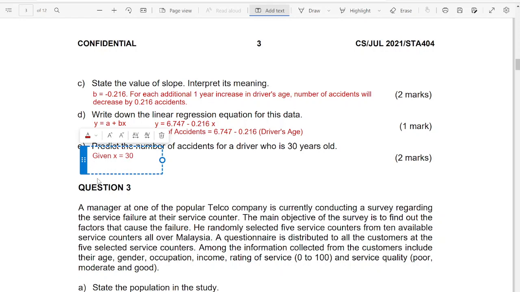So you can find the value of y. So y is equal to 6.747 minus 0.216 and then you multiply with 30. Okay, you kira yang ni teruslah akan dapat dia punya jawapan. So when you calculate this one, you will get 6.747 minus 0.216 and then multiply with 30. So you get this to be 0.267.